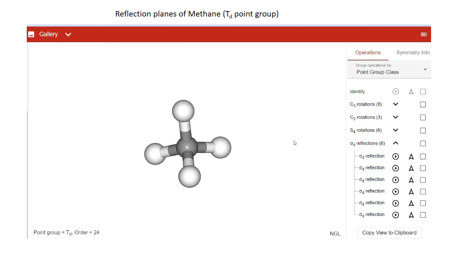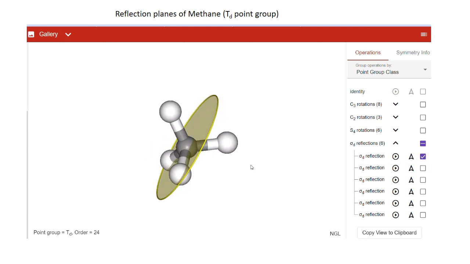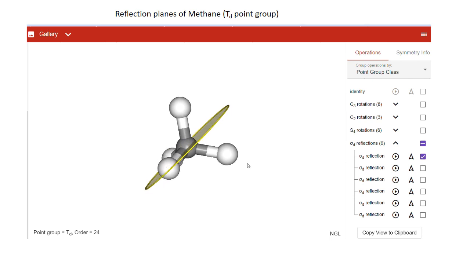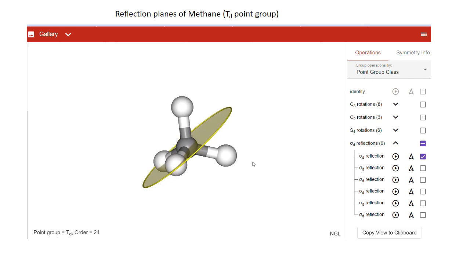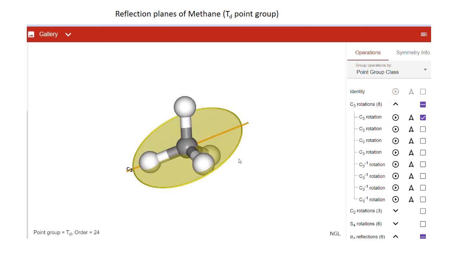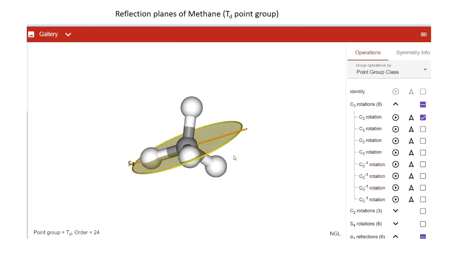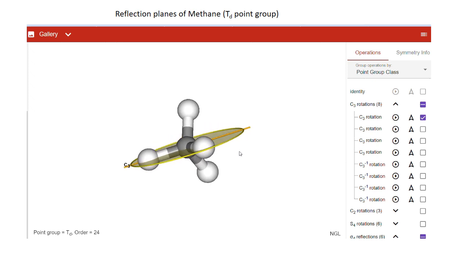Now let us look at the sigma d reflection plane in methane. Here you can see that any two hydrogens taken from the methane are in a plane. This is one of the planes, and if you load the C3 along with it, you can see that this C3 is actually lying in the plane. So the principal axis and the plane are not perpendicular. So this is a sigma v plane only, since the principal axis is lying in the plane.